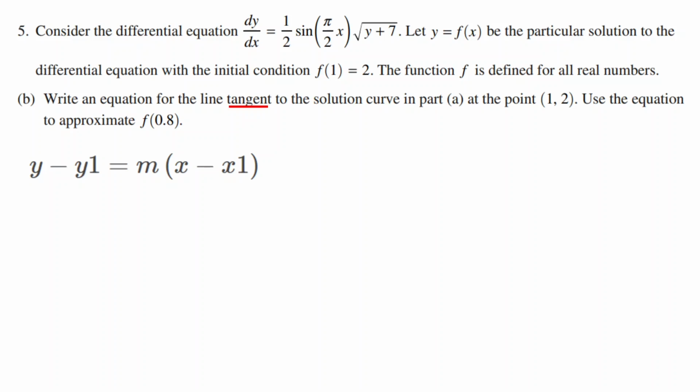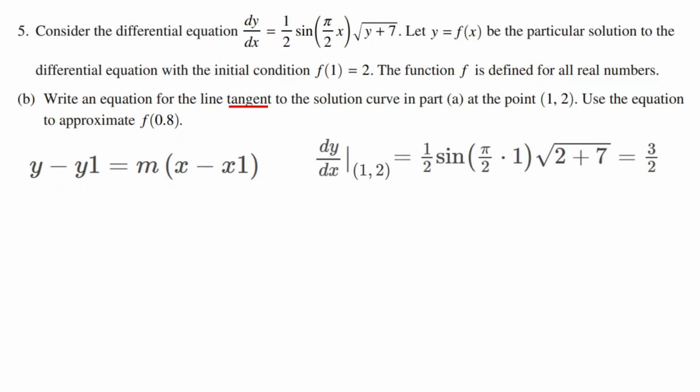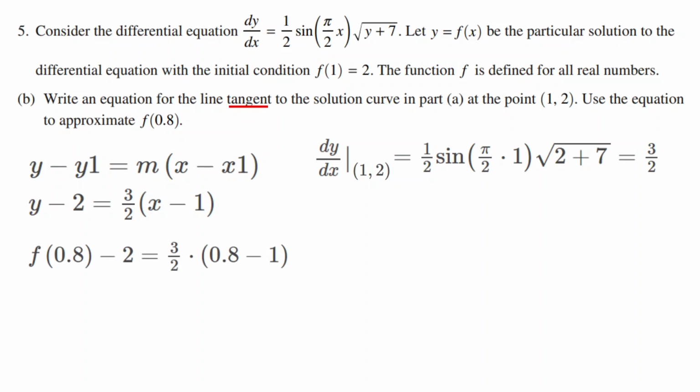We can also find the slope m by finding dy over dx at the point (1, 2). After doing the calculations, we find out that m equals 3 over 2. We can plug this into the equation of the tangent line that we were working on. We can leave it unsimplified like this. For the second part of the problem, we can plug in x equals 0.8 into the equation that we just made. We can also leave it unsimplified, but since it's really basic, I calculated it out and it ends up being 1.7.